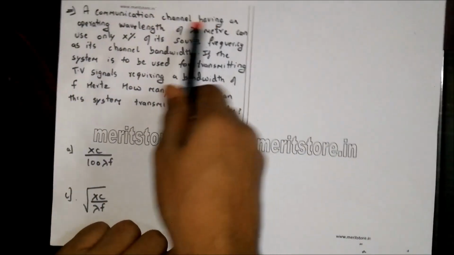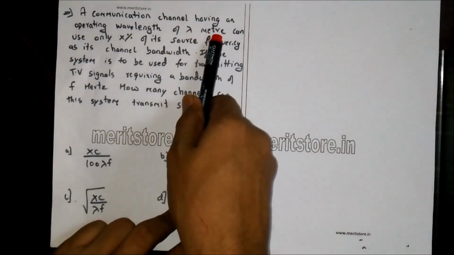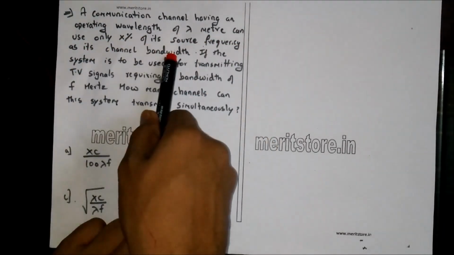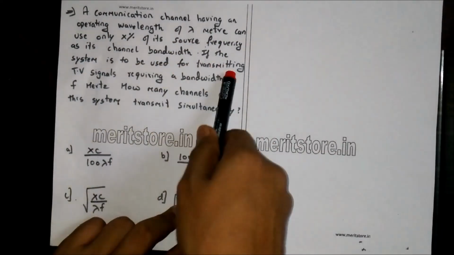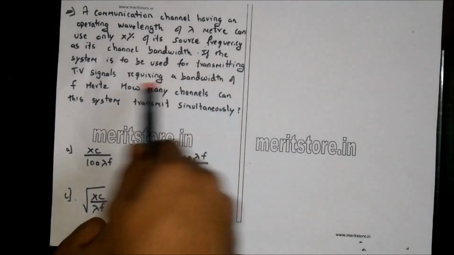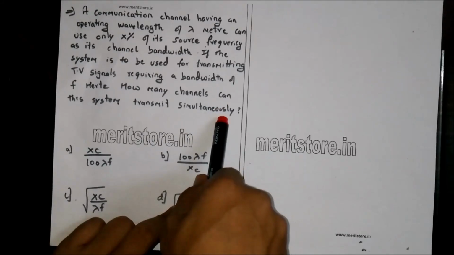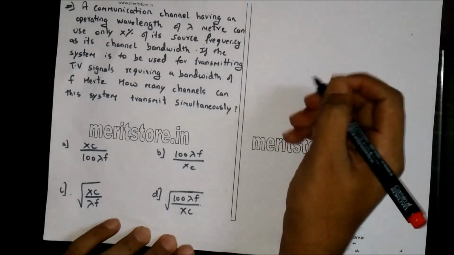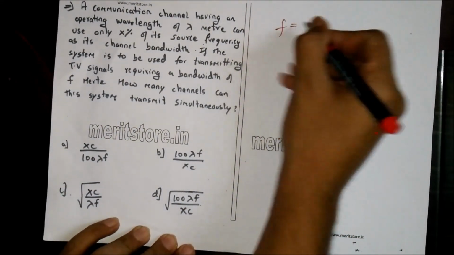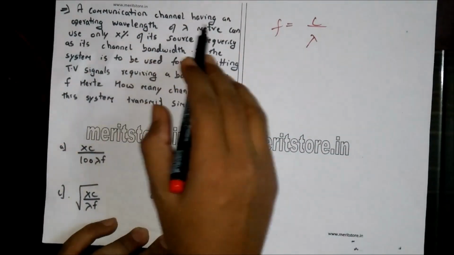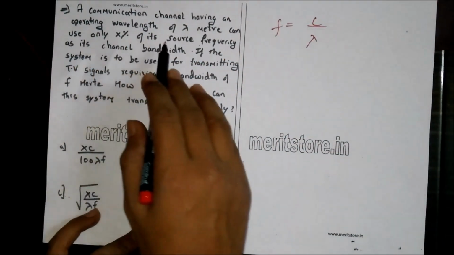A communication channel having an operating wavelength of lambda meters can use only X% of its source frequency as its channel bandwidth. If the system is to be used for transmitting TV signals requiring a bandwidth of F Hz, how many channels can this system transmit simultaneously? Here are the options. Now, first we have to find the source frequency, which is equal to nu is equal to C upon lambda. Now, the system can use only X% of its source frequency.